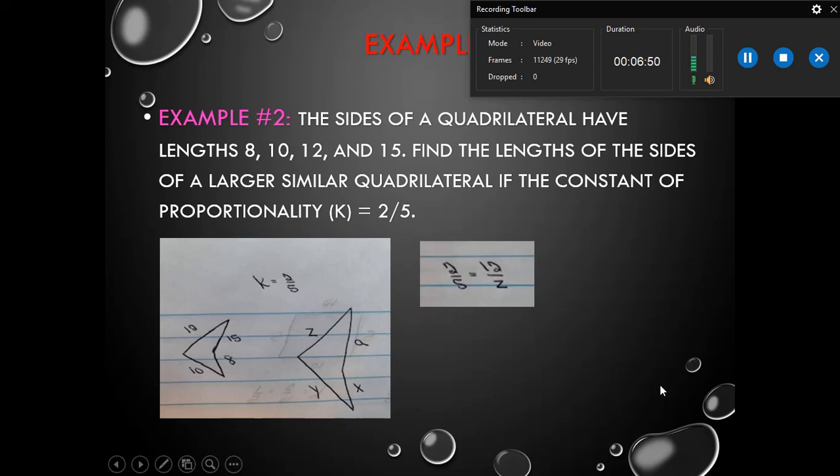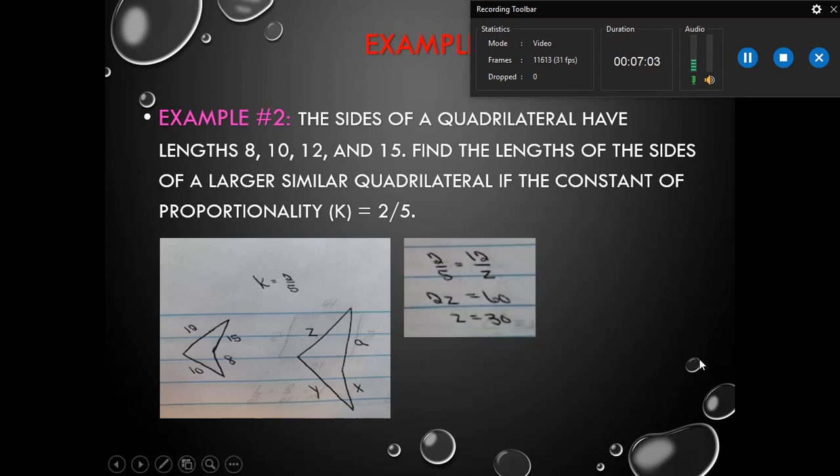Moving around to z, starting the ratio 2 to 5. We're going to go small to big, 12 to z. Again, to go from 2 to 12, I can see the multiplier is 6. So 5 times 6 makes z 30.